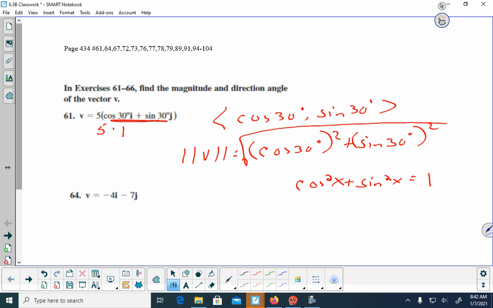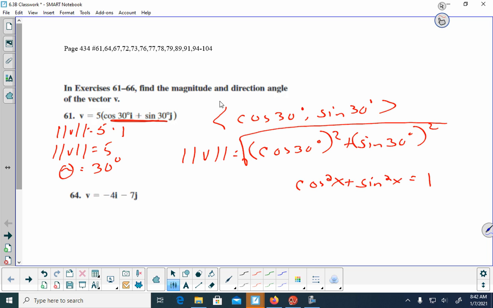I'm going to take 5 times that, so I'm going to have a magnitude of 5. To find my angle, well, they told me my angle. My angle is just going to be that 30 degrees. And that's all I had to do for 61 since it's written in that form.